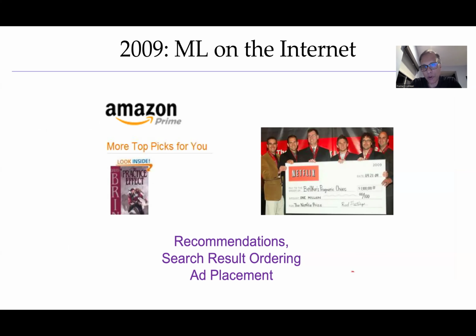Now, in the early part of the 21st century, machine learning had developed quite a bit and was being widely deployed and was used by companies like Amazon, Google, and Netflix for things like recommendations, search result ordering, ad placement. In fact, Netflix had announced a prize of $1 million for anybody who could come up with a recommender system that was better than the system that they were using to recommend movies on Netflix.